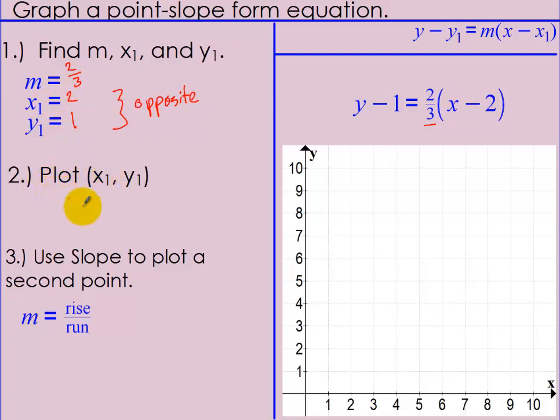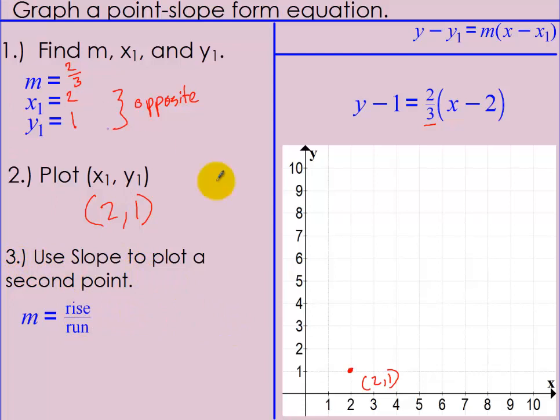All right, now that I got those, let's plot x sub 1, y sub 1. And so that means I'm plotting the point 2, 1. So point 2, 1 would be 2 over, 1 up. It looks like it's right there, and I'm going to label this 2, 1. All right, so done. Now the next thing, I got to use the slope to plot a second point.